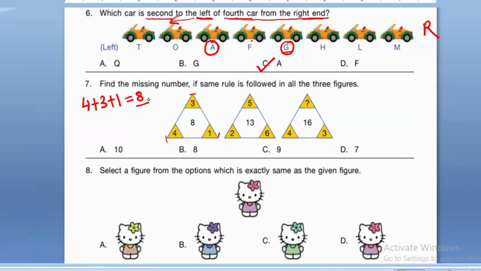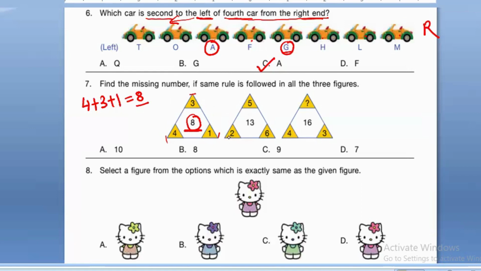And you can see this 8 is written over here in the middle. So the rule is we have to add all the three numbers from the corners, and the result we get after adding all three numbers, we have to write in the middle. Okay. Now let's see the same rule we have to apply over here also.